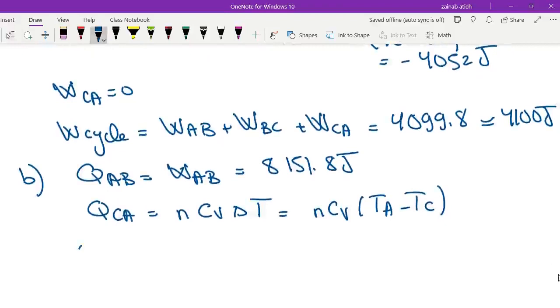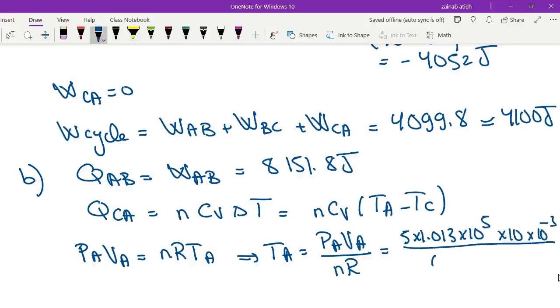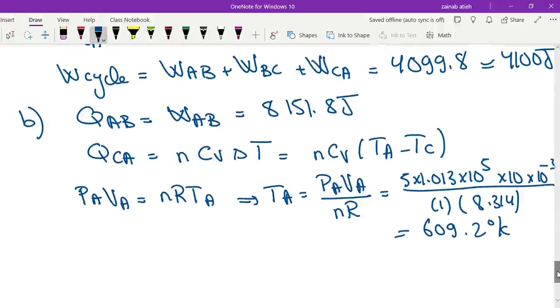So I've got PAVA equals NRTA. So this will give me TA equals PAVA over NR. Now we have N equal to 1, we have 1 mole. So PA was 5 atmosphere, 5 times 1.013 times 10 to the power 5, VA was 10 times 10 to the power minus 3, over 1 times 8.314. So this is R. We get TA, which is 609.2 degree Kelvin.